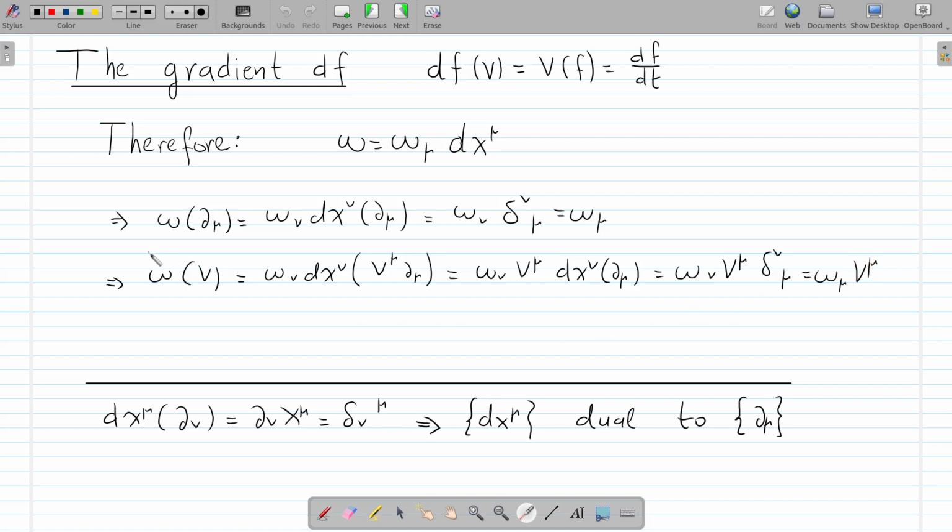Therefore, the left-hand side, omega of v, which we know is equal to omega mu v mu, is equal to the right-hand side, which is the right-hand side of this equation acting on v. And since this is true for any vector v, then the one form omega is equal to the one form written on the right-hand side. So this equation here is valid, where omega mu is nothing but the image of d mu under omega. So omega mu is the component of omega in the basis dx mu.